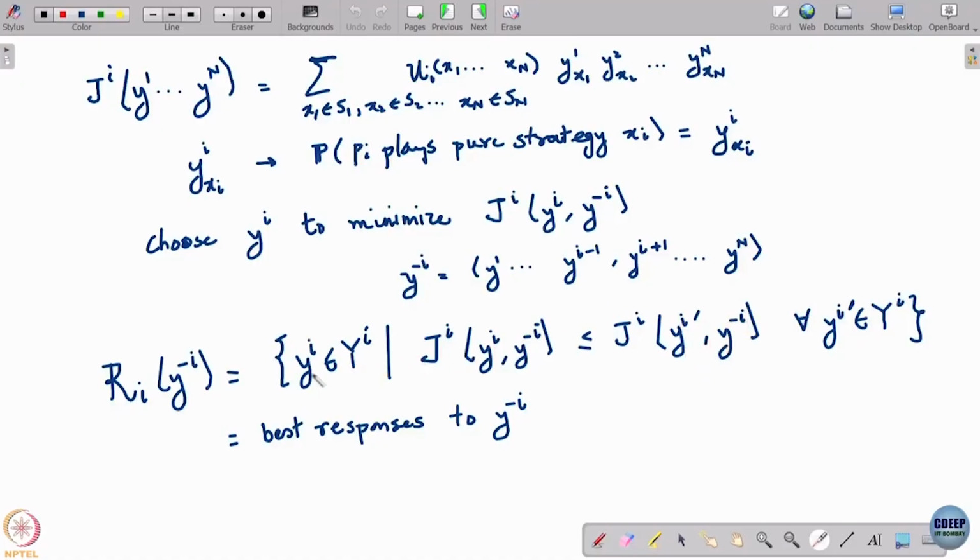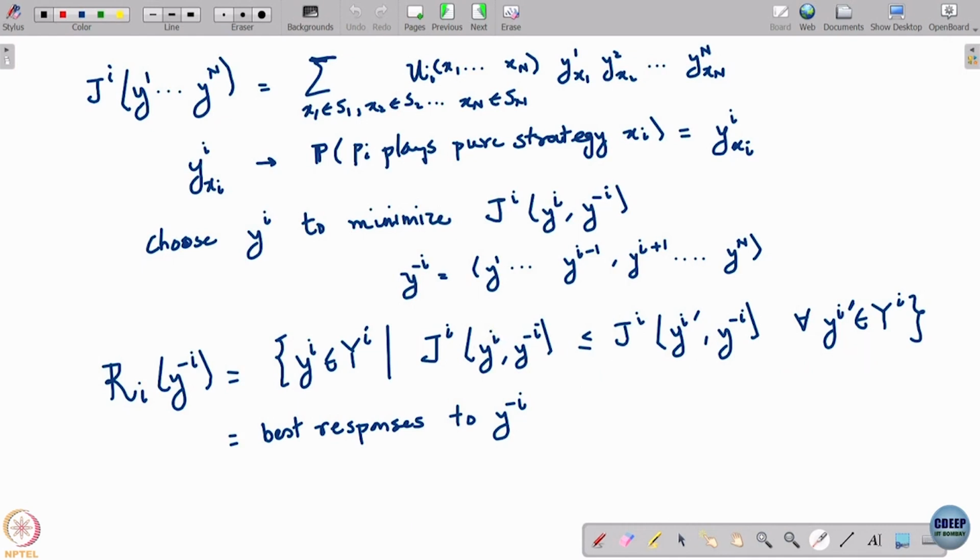Now, why is this a convex set? Why is the set of best responses always a convex set? For that we need to carefully look at what is actually happening here. Once we understand this, the next part will also follow very easily.